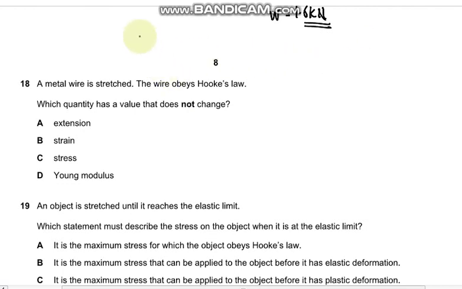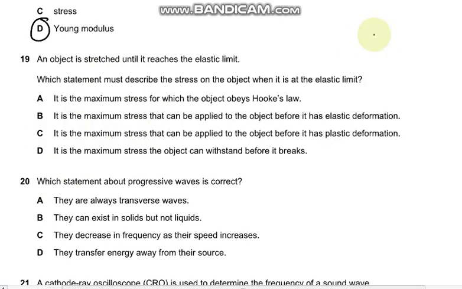So question number 18 says that a metal wire is stretched and obeys Hooke's law. What does not change? The Young modulus does not change. So D is the appropriate answer.